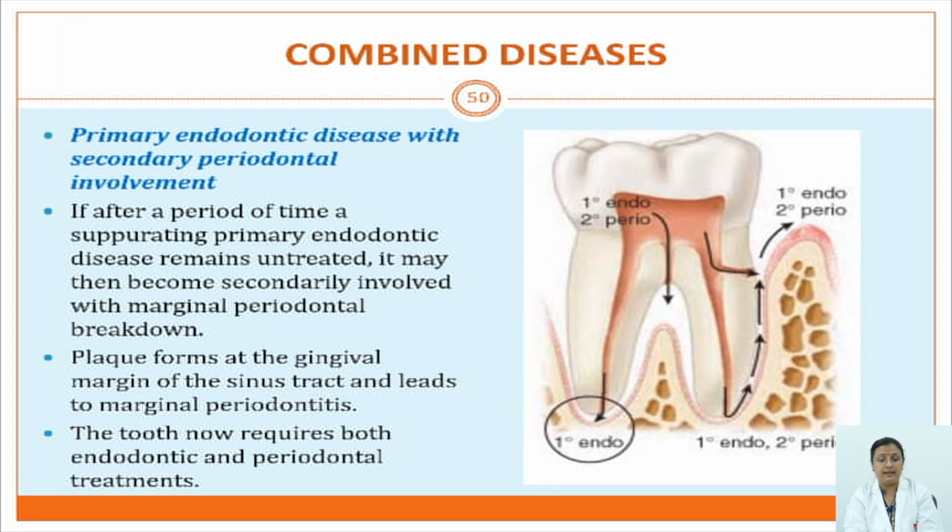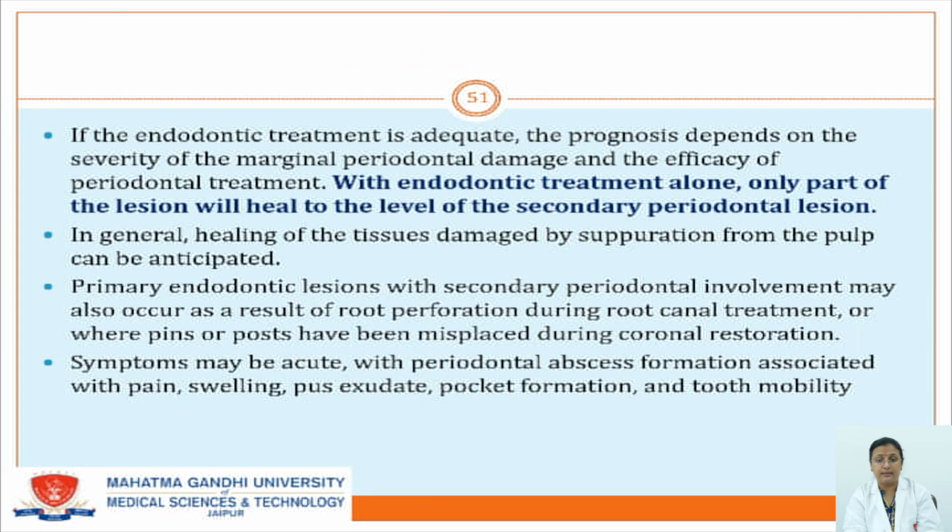Combined diseases are those where primary endodontic disease occurs with secondary periodontal involvement, that is, the disease started from the tooth itself and progressed into the periodontal apparatus and thus involves the periodontal tissues also. If after a period of time a suppurating primary endodontic disease remains untreated, it may become secondarily involved with marginal periodontal breakdown. Plaque forms at the gingival sulcus of the marginal sinus tract and leads to marginal periodontitis. The tooth now requires both endodontic as well as periodontal treatments.